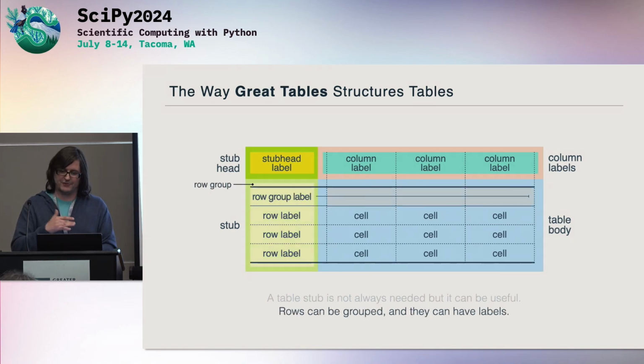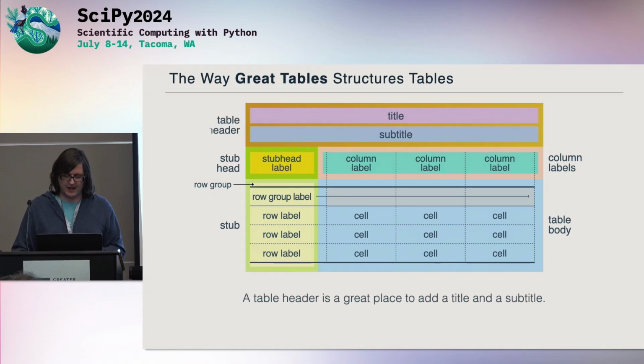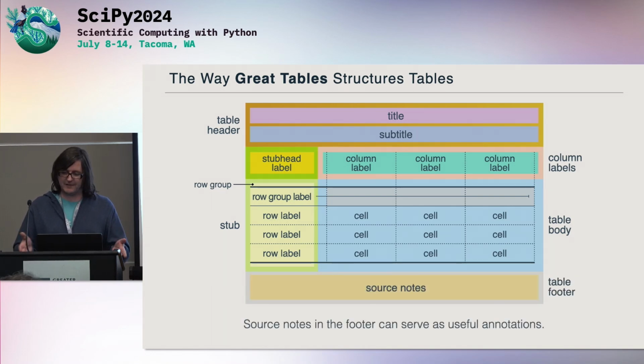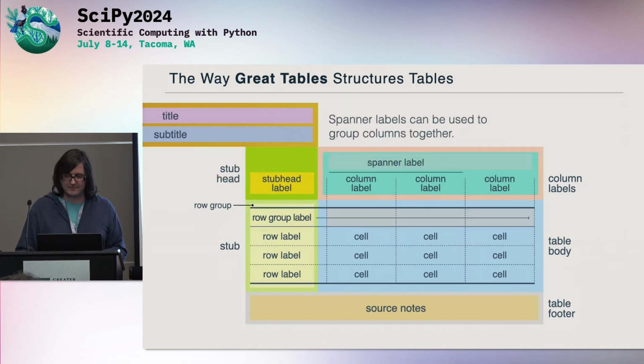Now, another thing you can do to add structure to a table is bundle your rows into groups, and those groups can have labels themselves. Nice way to structure your data. We also let you put in a title and a subtitle in the table header. It's great for describing what the table really is. And at the bottom, we can have additional notes in the table footer. You can have source notes, but you can use them for whatever. So additional information about the table. And another way to structure data is you can structure your columns as well. Use spanners for that.